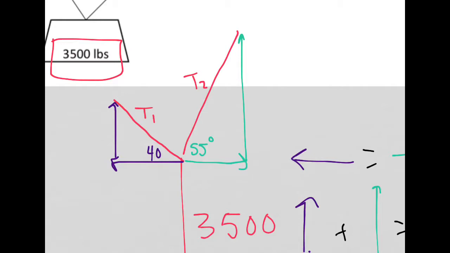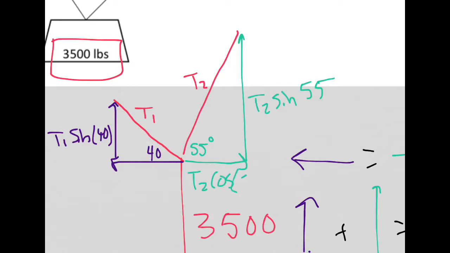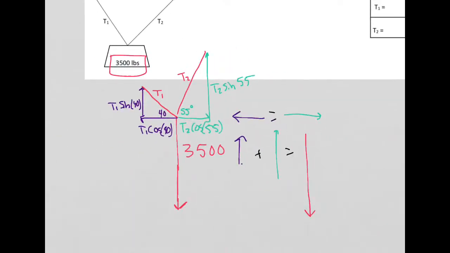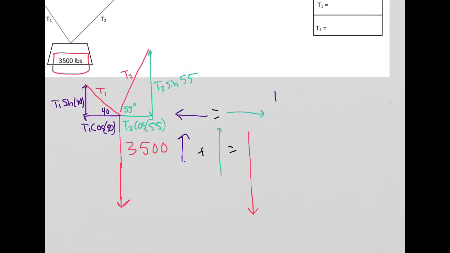We know that the vertical component will just be the tension, the hypotenuse, times the sine of the angle. So on the right side, we're going to get T2 times the sine of 55. And on the left side, we're going to get T1 times the sine of 40. And now similarly for the horizontal components, we're going to get the same thing except times the cosine of that angle. And again, this is just right triangle trig, a pretty straightforward application of it. So now we can write these equations more formally as T1 cosine of 40 equals T2 cosine of 55. And that is one equation.